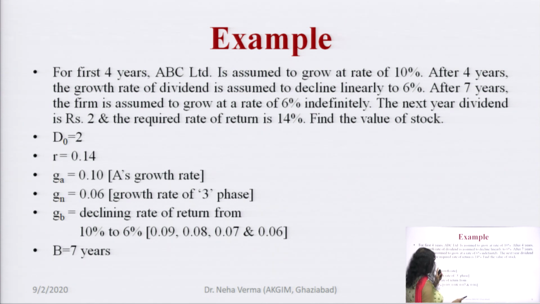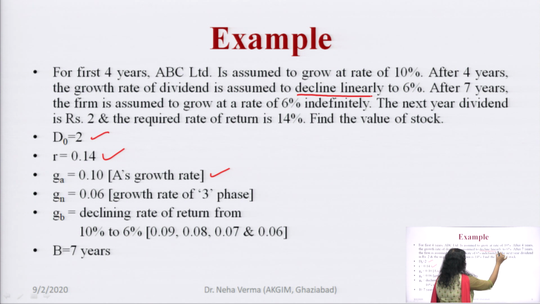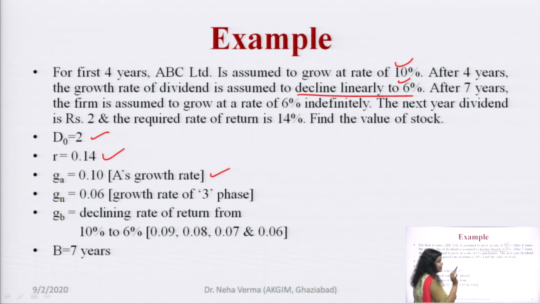Again we will make out the same thing while solving the question. We will extract the values given to us. D0 is 2, r is 0.14, GA, which is the growth rate of phase 1, is given as 0.10. Then GN, the growth rate of phase 3, is given as 0.06. Then GB, the growth rate of the second phase, which has a linear decline. Just pay attention to the words linear decline. There is a decline of the growth rate from 10% to 6%, and the decline is linear in nature.